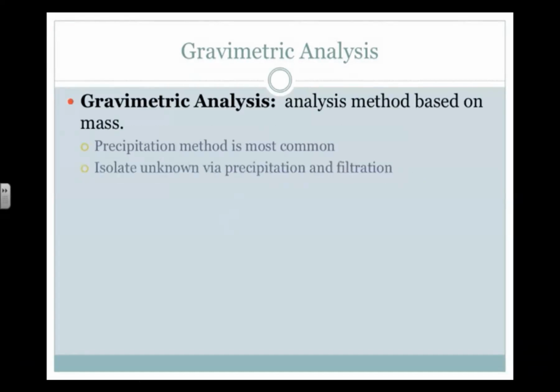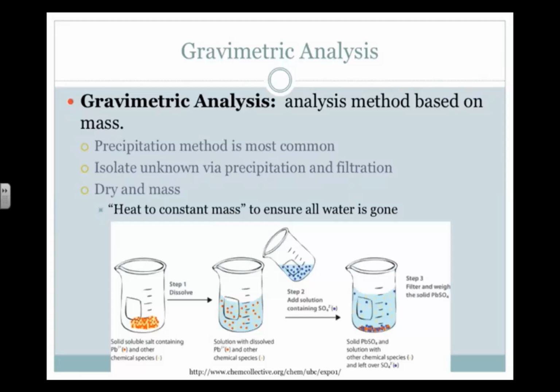In the precipitation method, an unknown is isolated by precipitation and filtration. We then take the solid product that we filtered out of solution, dry it, and take its mass. You might recall in previous labs that we've used the term heat to constant mass. This is a technique to ensure that all the water has been removed from the sample. Heating to constant mass involves heating the sample, weighing it, then heating again and weighing again until the mass stops changing. When the mass stops changing, we know that all the water has been evaporated from the sample and all we're left with is pure sample.